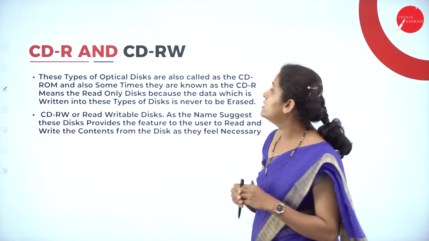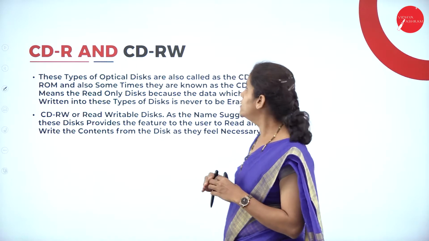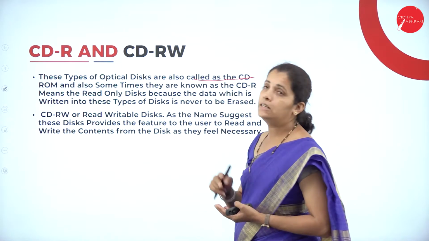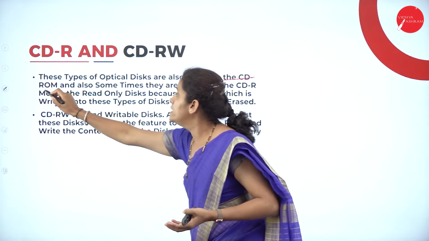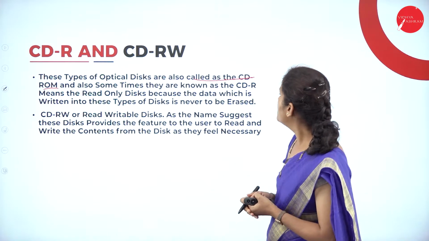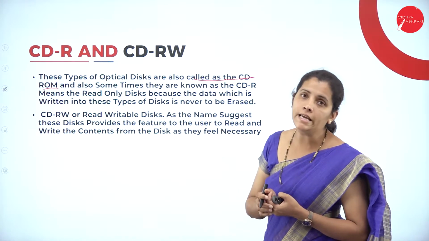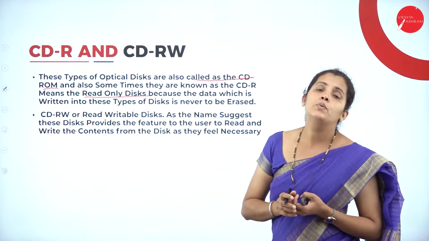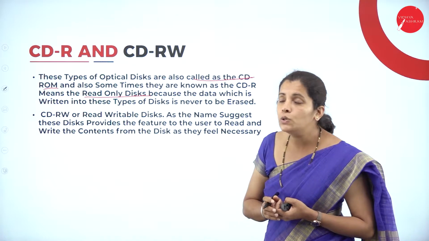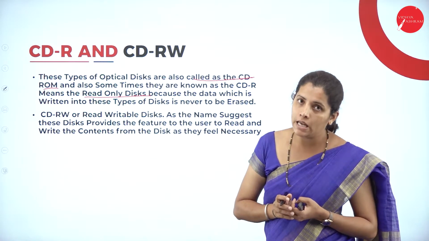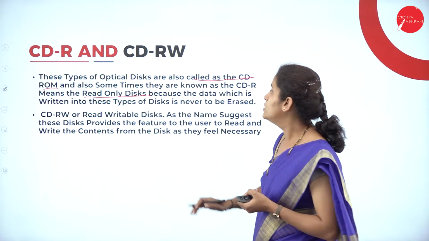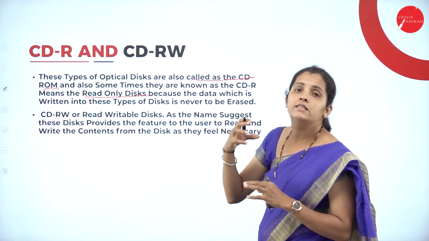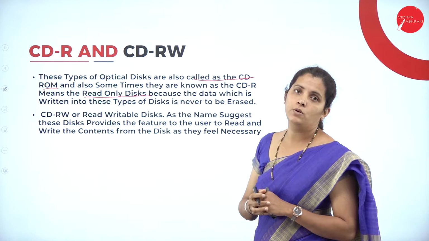Then we are going to see CD read and CD read and write. These are the two optical disks. CD-R is also known as CDR, that means read only disk, because the data which has been written into the disk cannot be erased or changed.